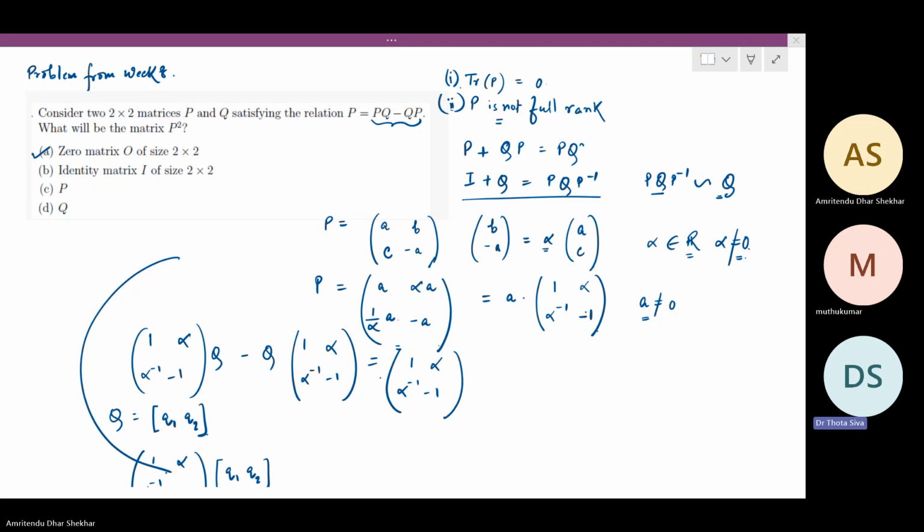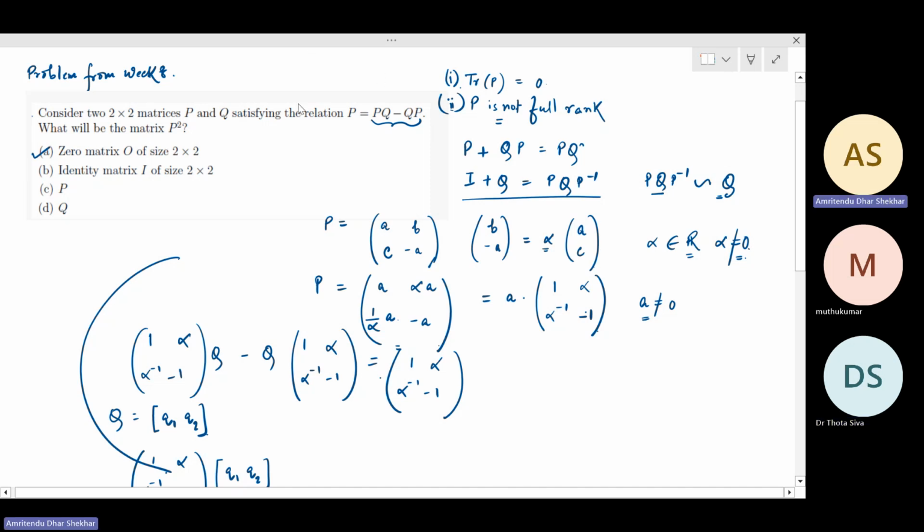Okay. The learning for me, for 2 by 2 matrices, is it true that if p square equal to 0, that implies p equal to 0? Do you have any results or theorem related to that? That if p is a 2 by 2 matrix, then p square equal to 0 if and only if p equal to 0? No, that's not necessarily true.